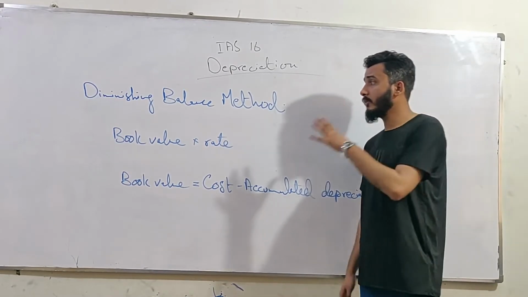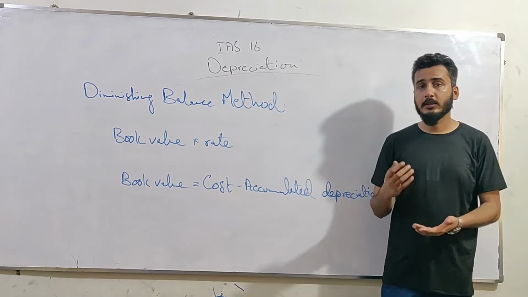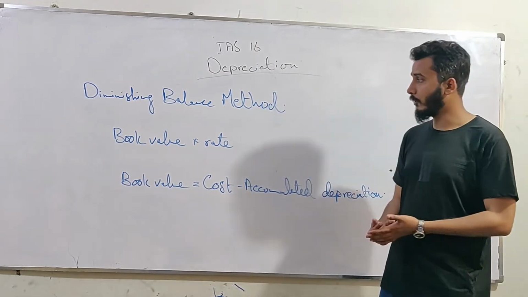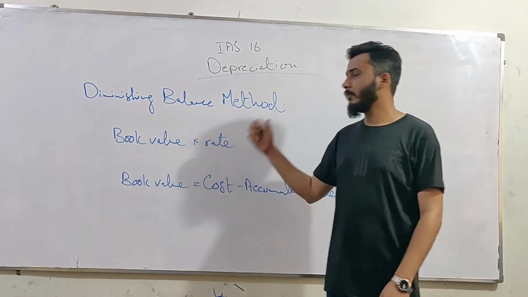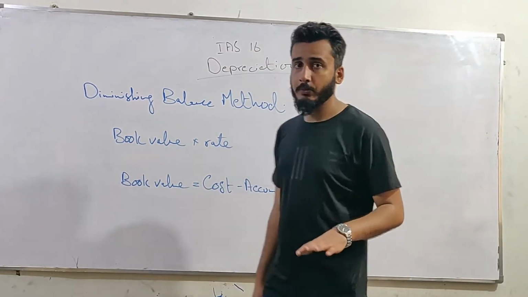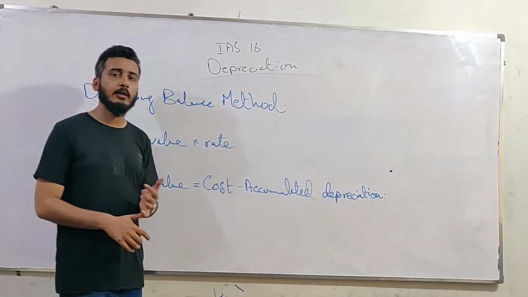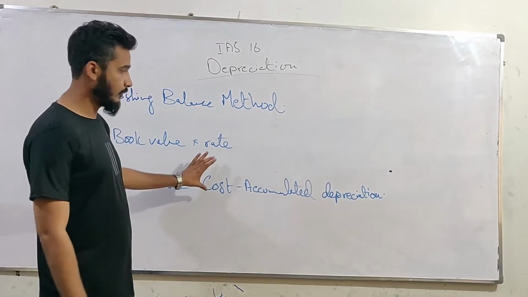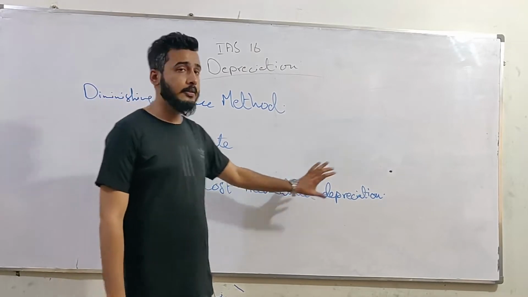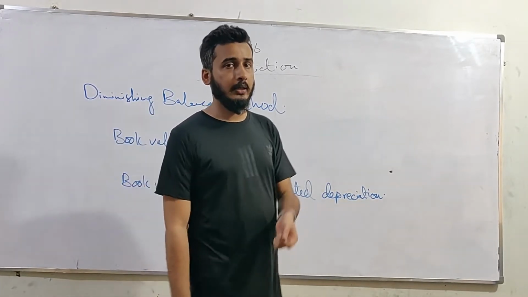Okay, so diminishing balance method. For calculating the depreciation under diminishing balance method, we have the formula: book value multiplied by rate. Now, how to calculate the book value? Book value means the value which is written for the time being in our accounts, meaning cost minus the total depreciation till the time we are making the accounts.